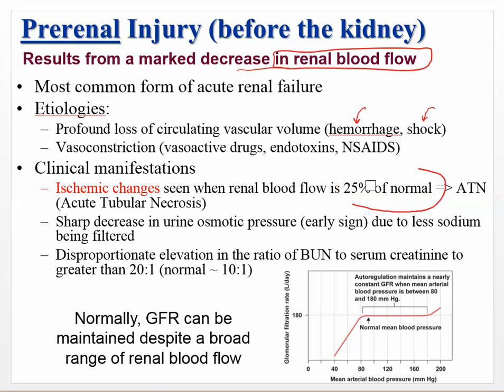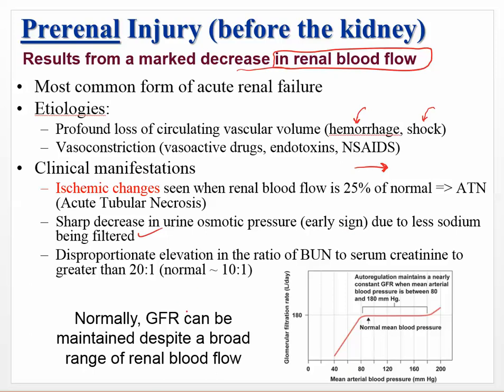And this can lead to something that we'll talk about called acute tubular necrosis, which is intrarenal. So if you think about what that means, it's saying that if you're not getting enough blood flow to the kidney, that's pre-renal, but it's going to cause damage in the kidney, which is intrarenal. Okay, so sharp decreases in urine osmotic pressure, so that's an early sign due to less sodium being filtered. Okay. Makes sense. Disproportionate elevation in the ratio of blood urea nitrogen to serum creatinine to greater than 20:1. Normal is about 10:1. So that ratio is going to be elevated if it's pre-renal.